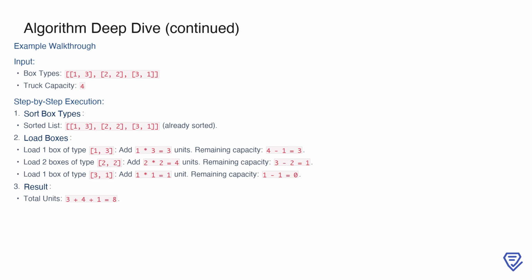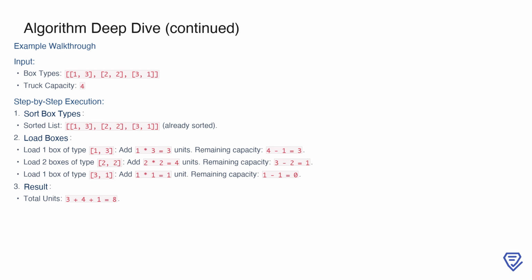Next, we start loading the boxes. From the first box type, [1,3], we load one box, adding 1*3 equals 3 units to the truck. The remaining capacity is now 4-1 equals 3. From the second box type, [2,2], we load two boxes, adding 2*2 equals 4 units. The remaining capacity becomes 3-2 equals 1.